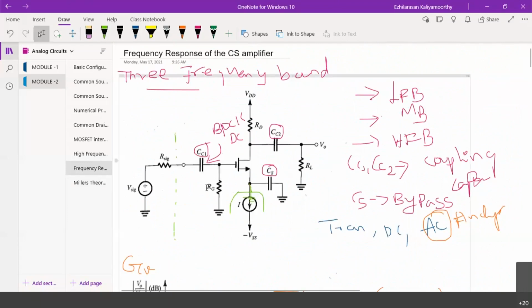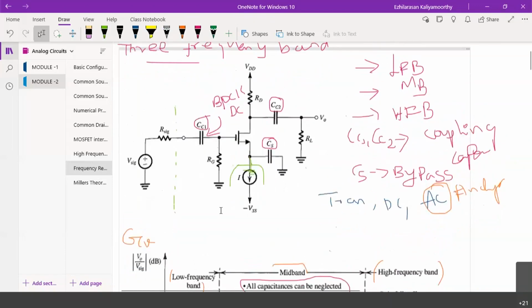This is the figure which shows the common source amplifier with the inclusion of some capacitors, because to perform a high frequency analysis, we need to consider the internal capacitance also. Here we have the coupling capacitors CC1 and CC2, and CS is nothing but a bypass capacitance. Normally, these capacitors block the DC and allow the AC.